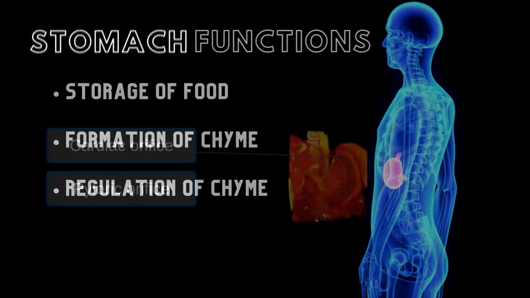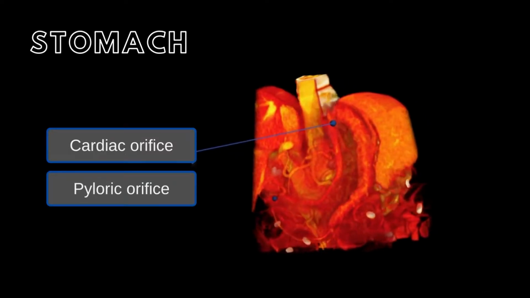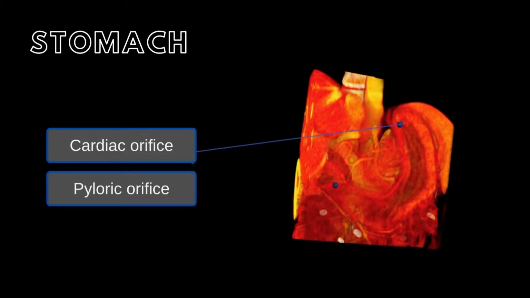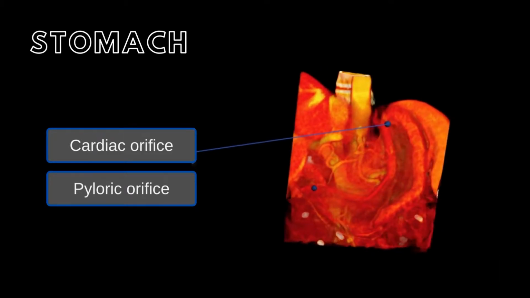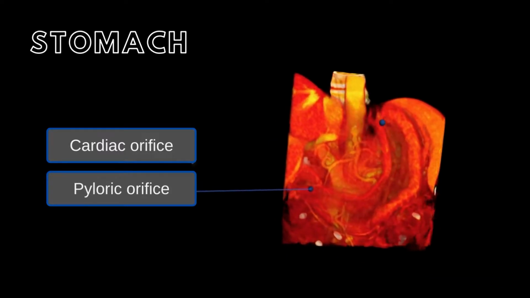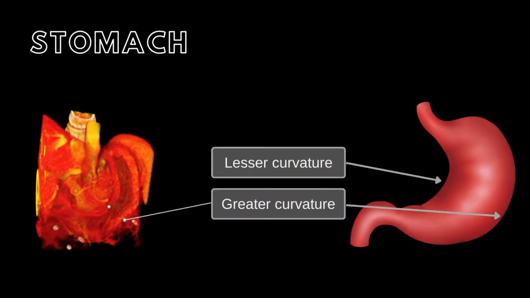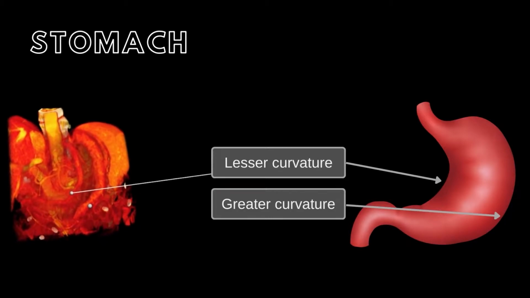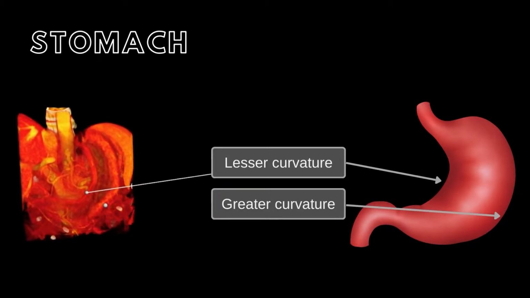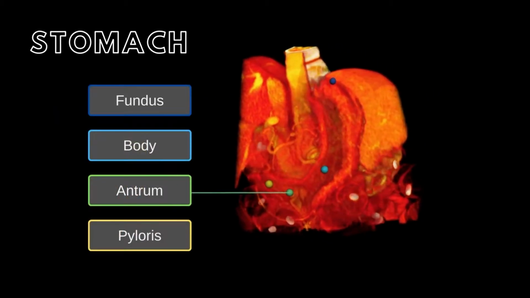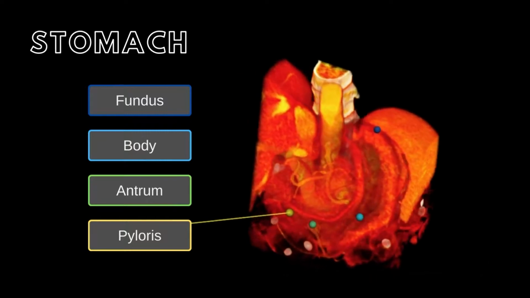The stomach, which is J-shaped, has two openings, which are the cardiac orifice, which is continuous with the esophagus, and the pyloric orifice, which is continuous with the duodenum of the small intestine. The stomach also possesses two curvatures, known as the greater and lesser curvatures, as well as it is subdivided into four regions: the fundus, body, antrum, and pylorus.